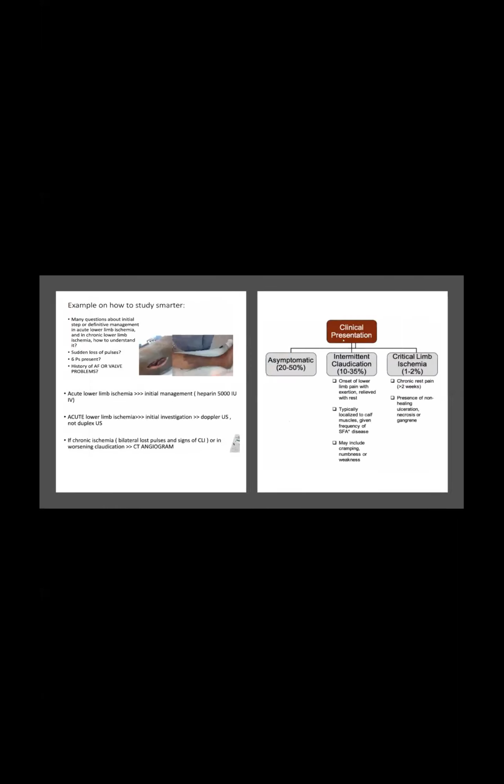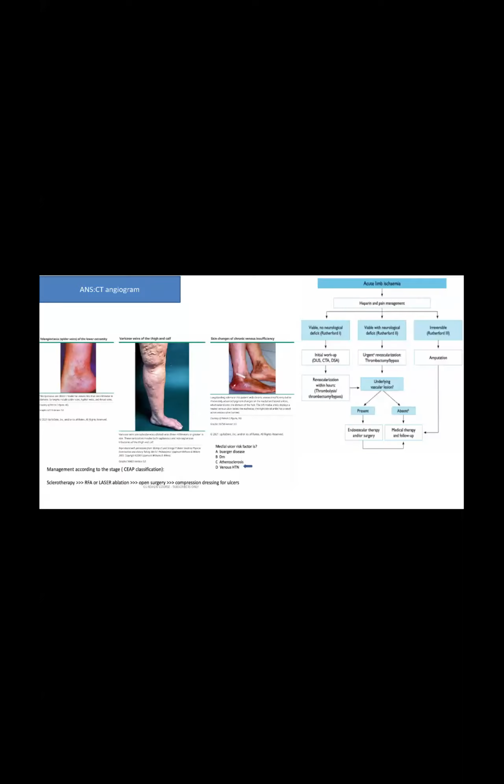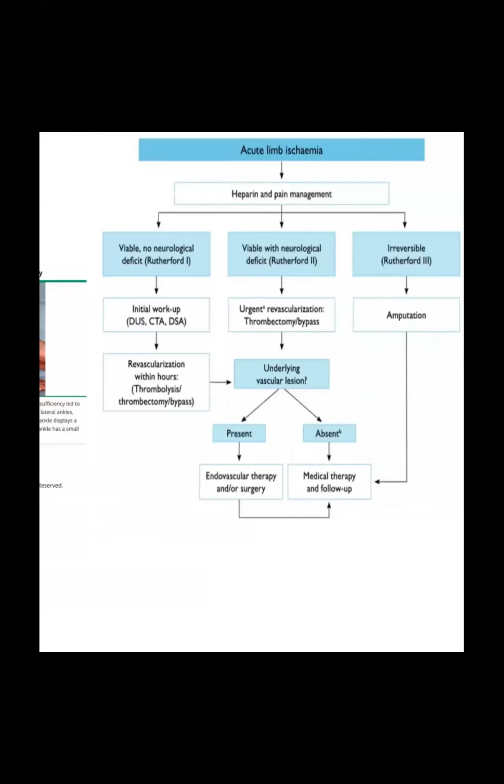So this is why I said this is the study smarter way. Dr. Hira's case, Dr. Hira nicely said there is already absence of pulses in a chronic setting, so we have to do CT angiogram. So there is an acute limb ischemia setting. So see, heparin and pain management. In acute limb ischemia with irreversible damage, gangrene will start soon. If you don't do amputation, you have to start amputation.